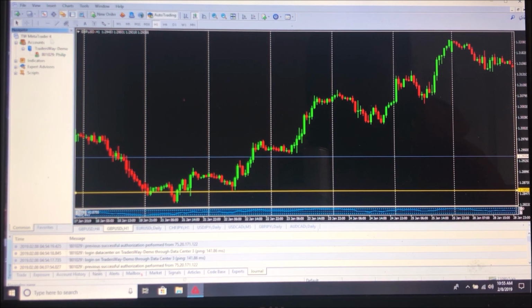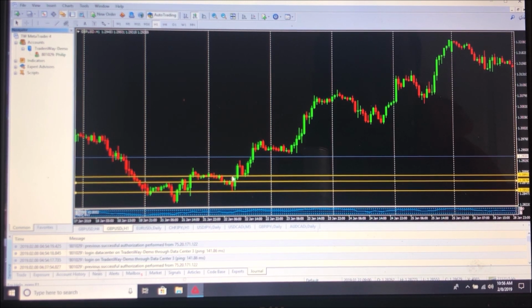All right. And I do this every day. Into the wicks of the 2 a.m. candle, right? So now we're finding our entry point, which is 10 pips away from the wick of the 2 a.m. candle. So that's 1.28784. So that means our entry point is 1.28884.